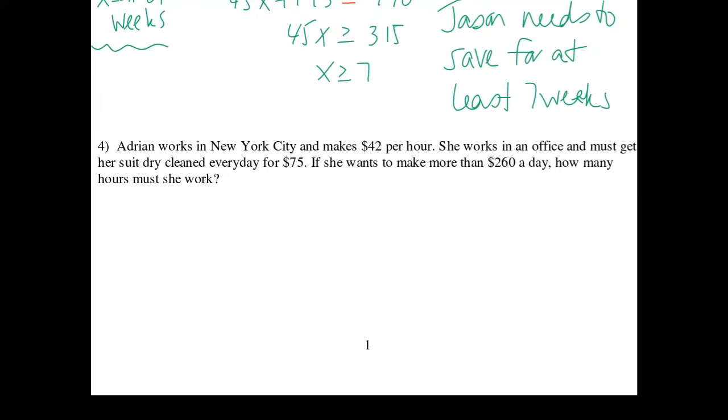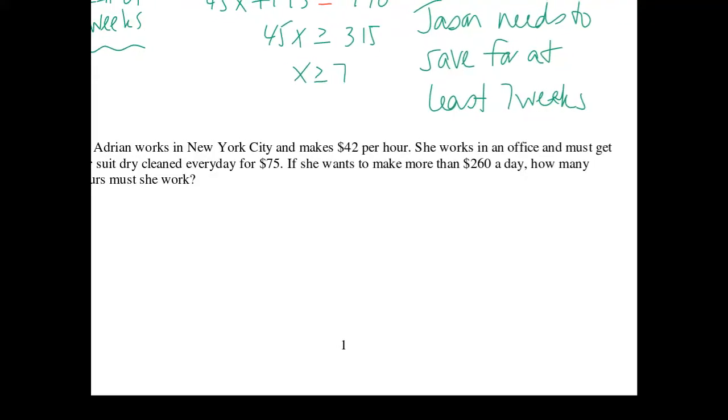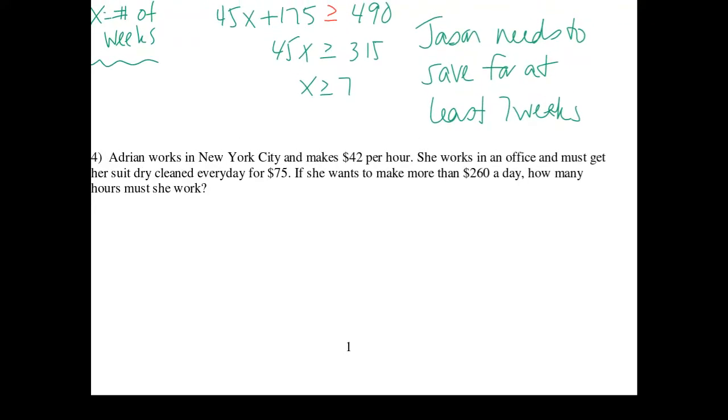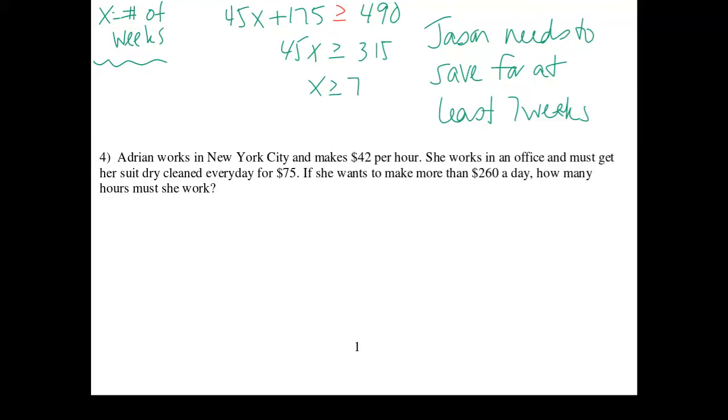All right, last one, and then you're going to get to do some practice on your own. So Adrienne works in New York City and makes $42 per hour. She works in an office and must get her suit dry cleaned every day for $75. If she wants to make more than $260 a day, how many hours must she work? So first and foremost, what are we looking for?